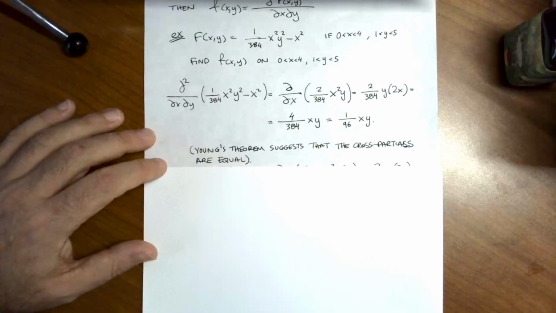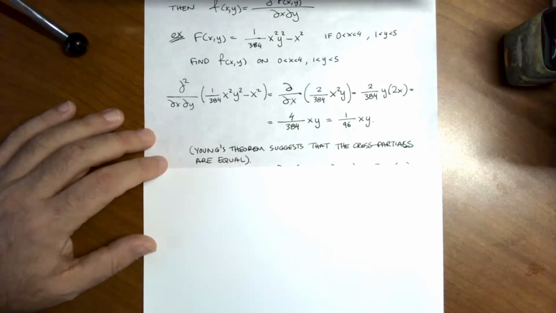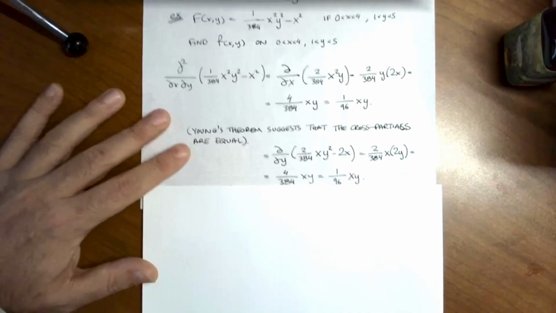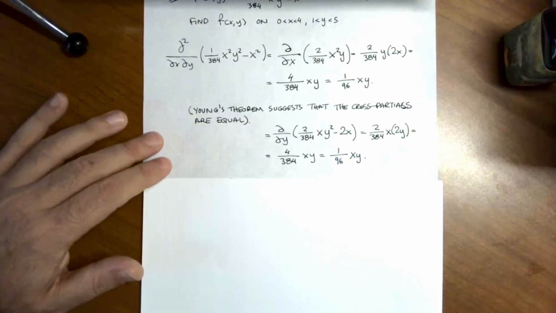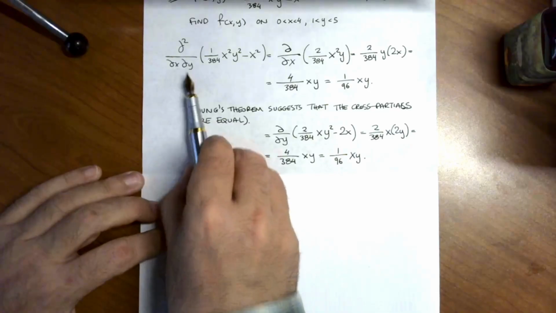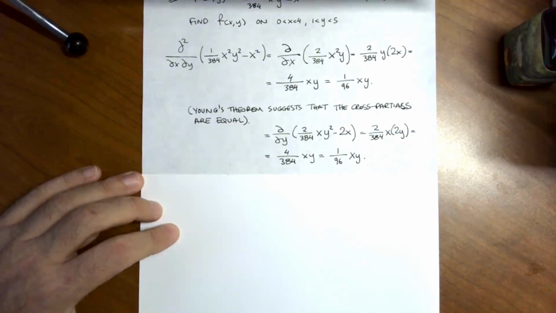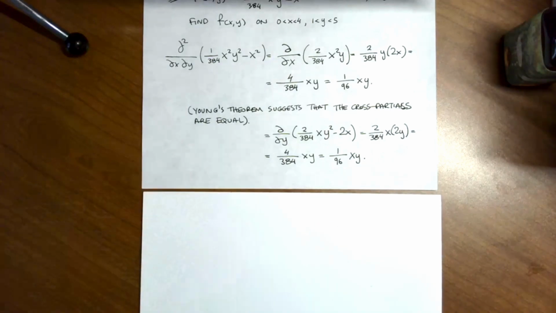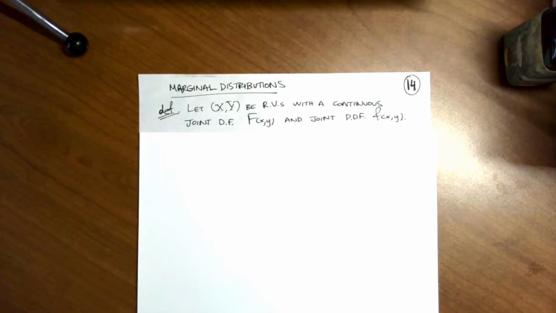From your knowledge of calculus, you should be aware that Young's theorem suggests that the cross partials are equal. So if I attempted to do this slightly differently, taking the derivative with respect to y first and then the derivative with respect to x, we would get exactly the same result.